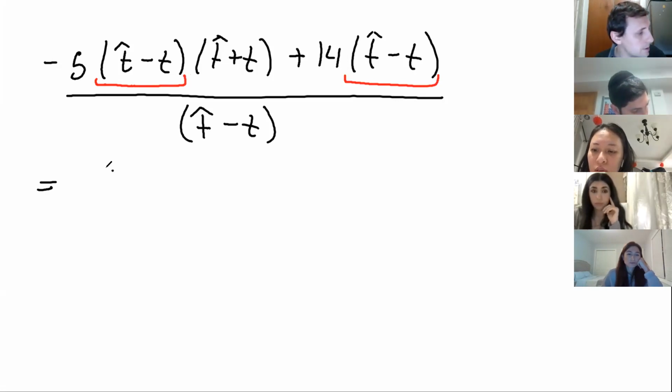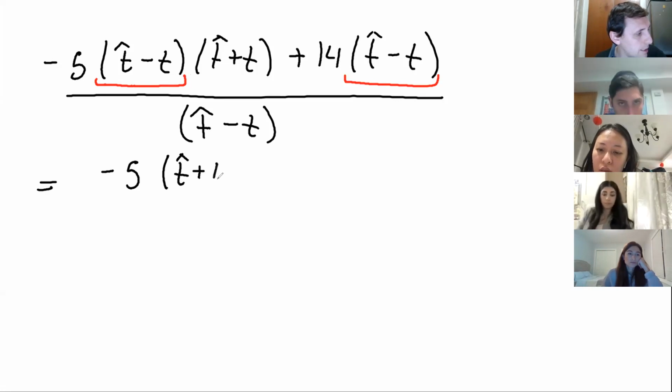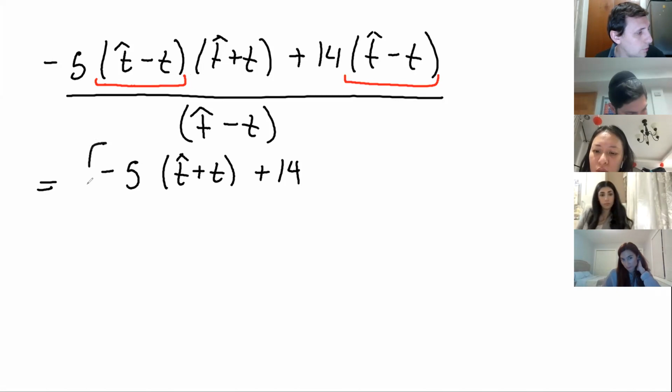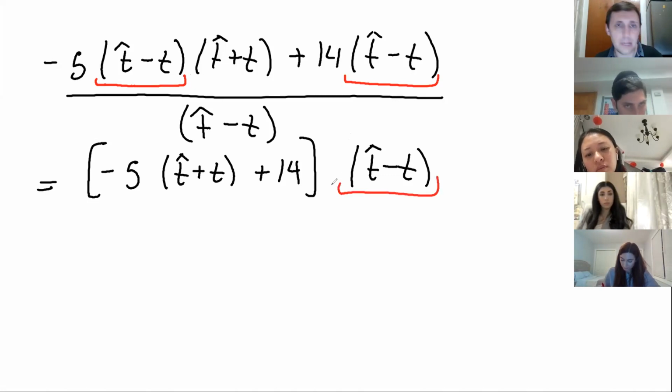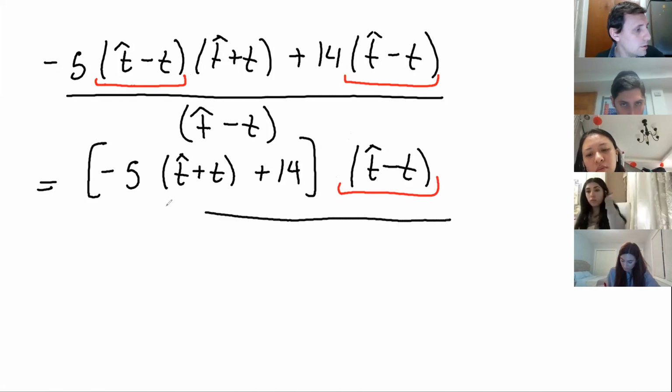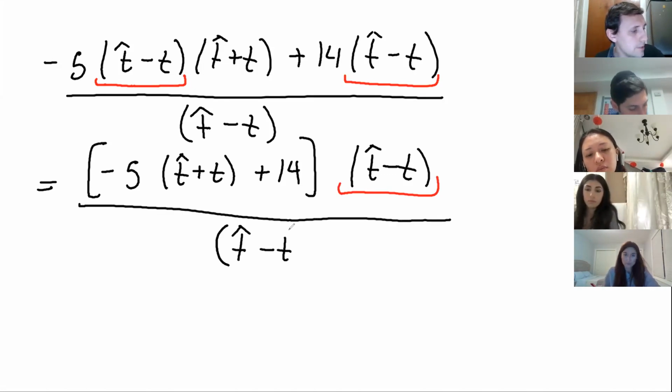So look what happens. This is minus 5 t hat plus t plus 14. And all of it, look at it. Here is the parenthesis. All of it multiplied by t hat minus t. You see, I factor it out. And here again, what I factored out is this segment. Only through multiplication can you cancel, can you divide. So now this is t hat minus t. Yes?